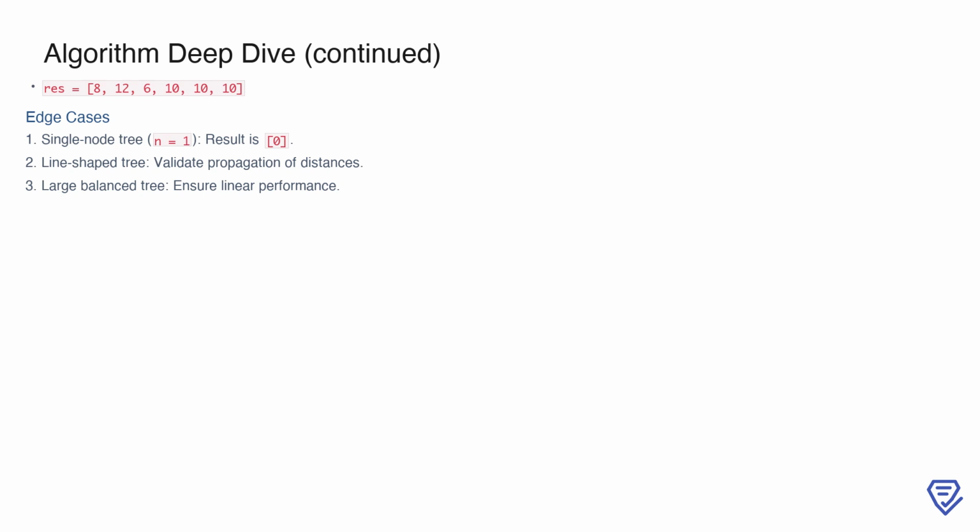For a single node tree, where n equals 1, the result is simply 0, as there are no other nodes to calculate distances to. For a line-shaped tree, the algorithm should correctly propagate distances along the chain, ensuring accurate results. Finally, for a large balanced tree, the linear time complexity ensures that the solution remains efficient even as the input size grows. This combination of correctness, efficiency, and scalability makes our approach robust for solving the problem of summing distances in a tree.